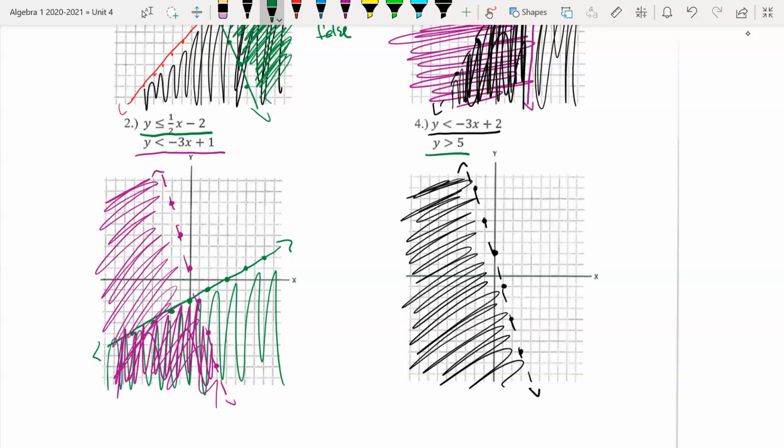Y greater than 5, that's a horizontal line. So I go 1, 2, 3, 4, 5 up. Draw a dashed line that's horizontal. And I want greater than, so I'm going to shade everything above. So really shade that section right there.